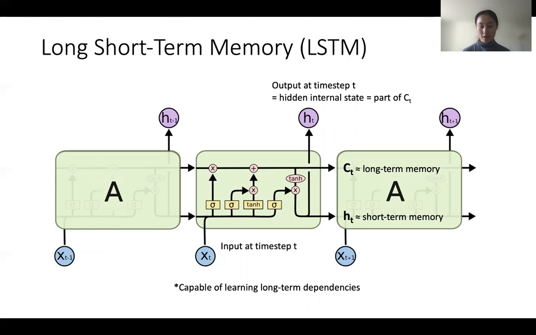One is the short-term memory, which essentially is the output of every step of the computation. And we also have long-term memory, which can be thought of as a conveyor belt that carries information from start to finish. Because we have all these gates, we can decide which information at each time point to add to the conveyor belt and which to throw out. In this way, we solve the problem of long-term dependencies.